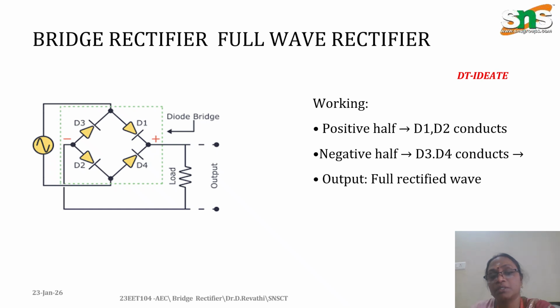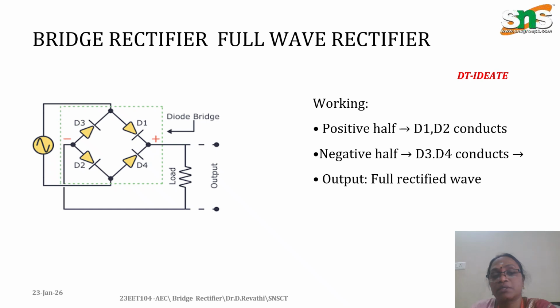So always the positive terminals are connected to the cathode of the diodes, and the negative terminals are always connected to the anode of the diode. So it looks like the opposite direction, just keep that in mind, but it is not opposite; it shows the current direction. That's why we always connect the positive to the cathode and the negative to the anode side. So keep this in mind while you are writing the examination and drawing the diagram.